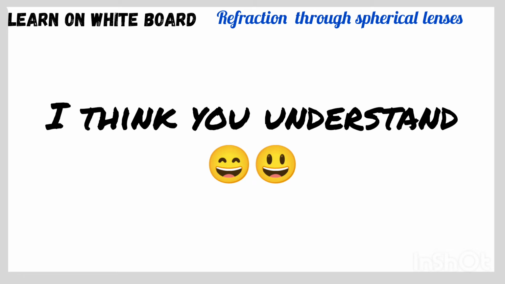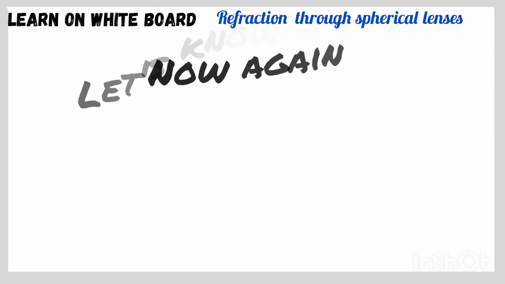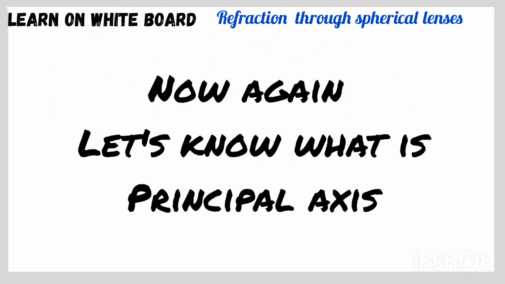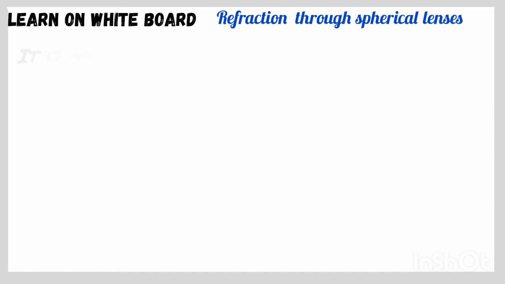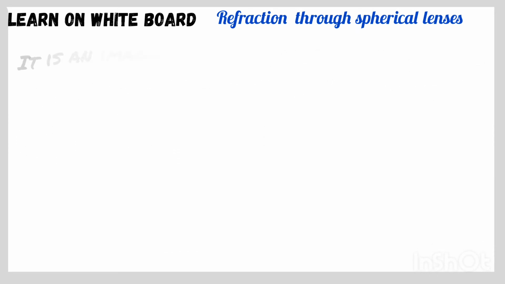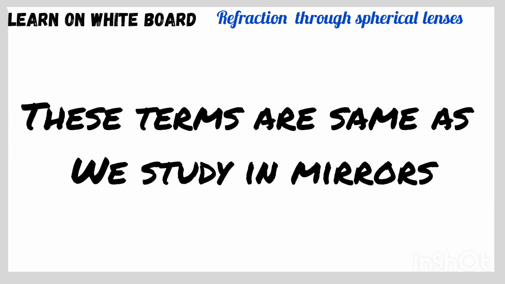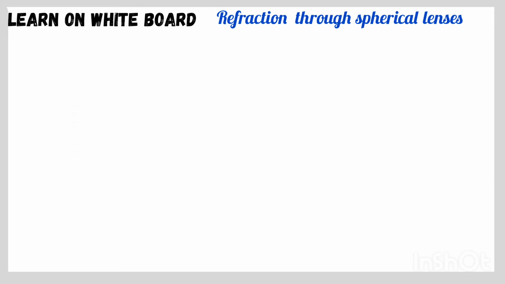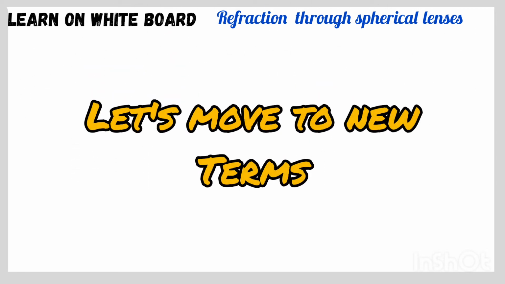I think you understand. Now again, let's know what is principal axis. It is an imaginary straight line passing through the centers of curvature of both the spherical lens surfaces, which can be extended on both sides infinitely. These terms are the same as we studied in mirrors or image formation in mirrors. Let's move to new terms.